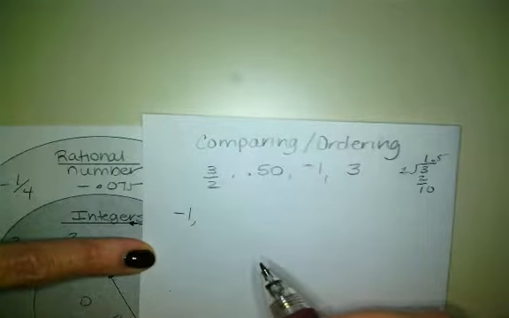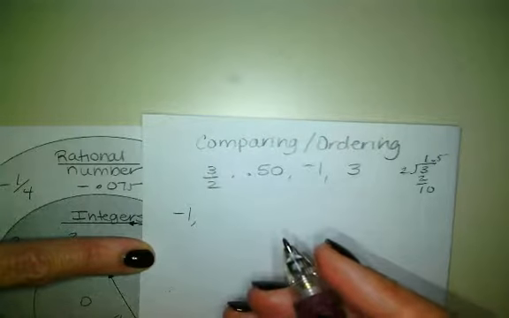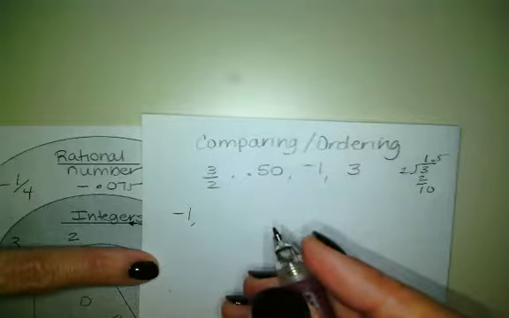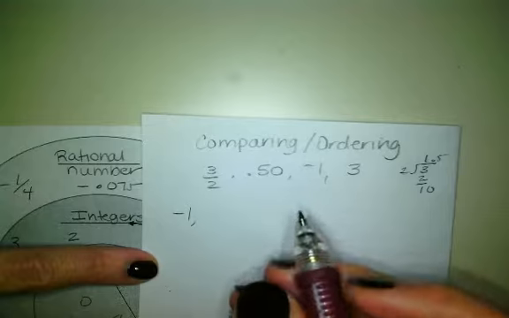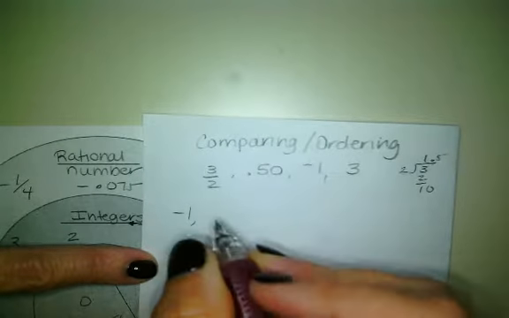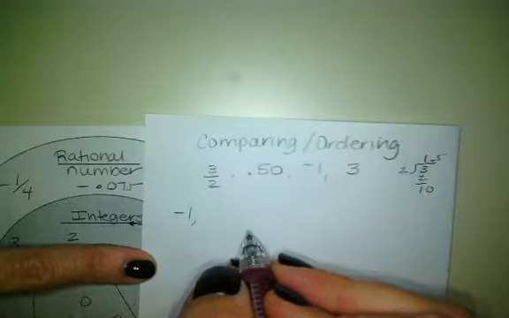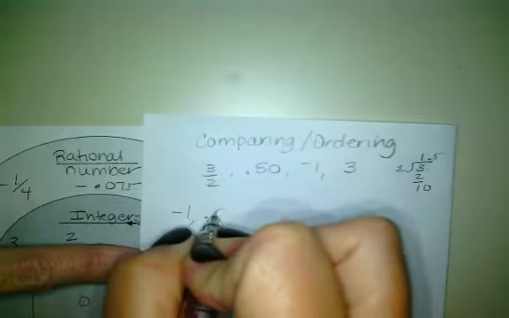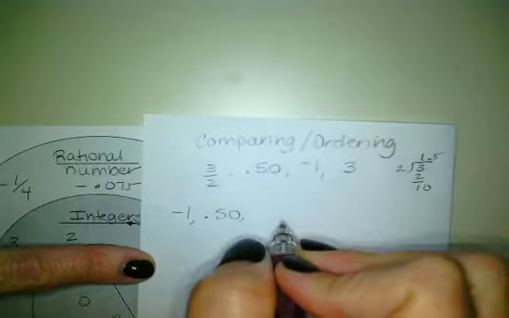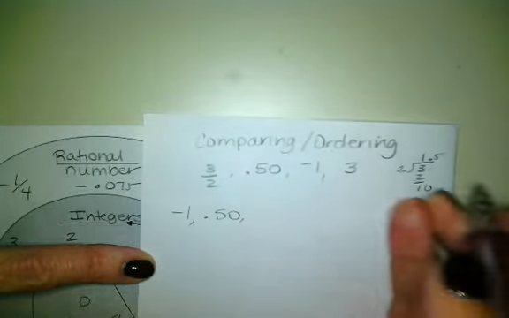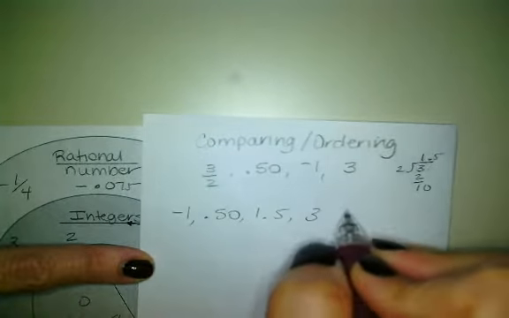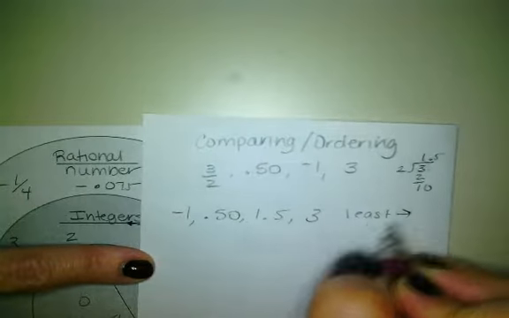Guys, anytime you're comparing and ordering numbers and you have a fraction and a decimal or a fraction and a whole number, turn it into decimals. Always turn your fractions into decimals. It helps you see which is bigger. So if that helps you, just always remember that. So next would be what? Well, 0.5 is smaller than 1.5, so we'll put 0.5 here. And then 1.5. And then 3. So this is in order from least to greatest.